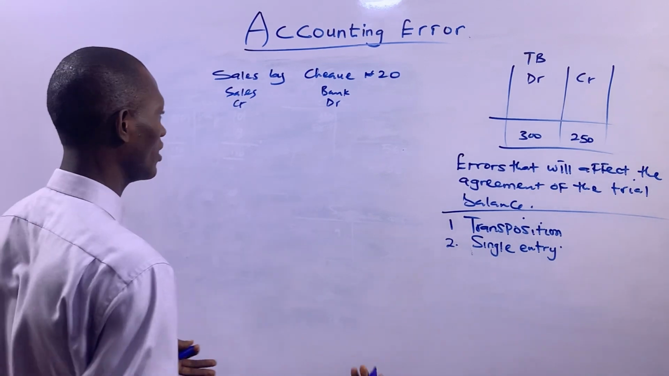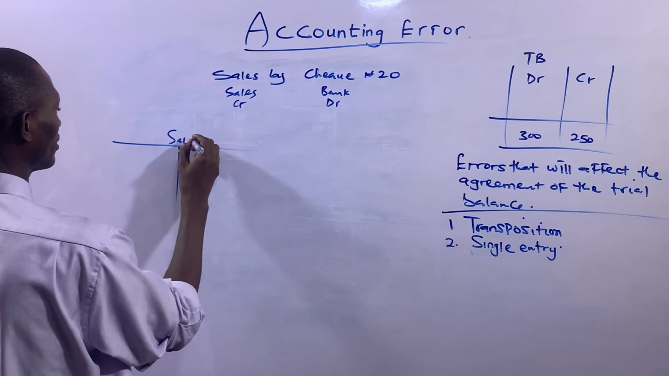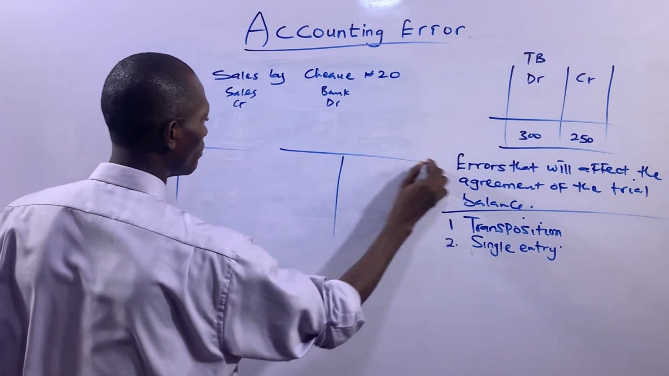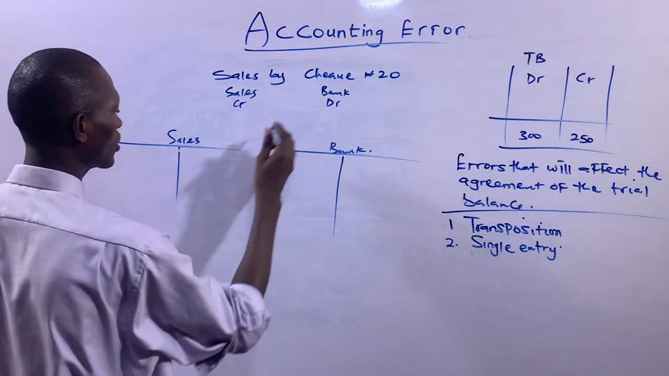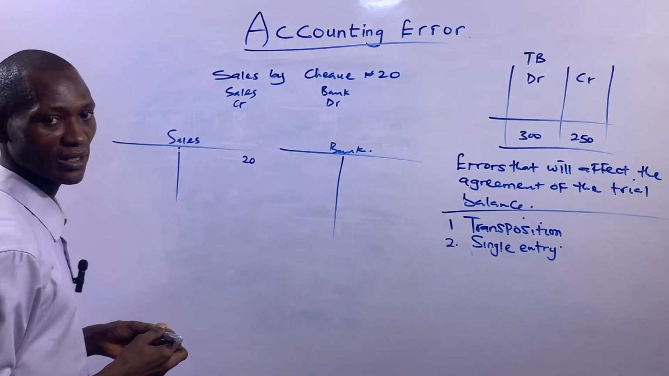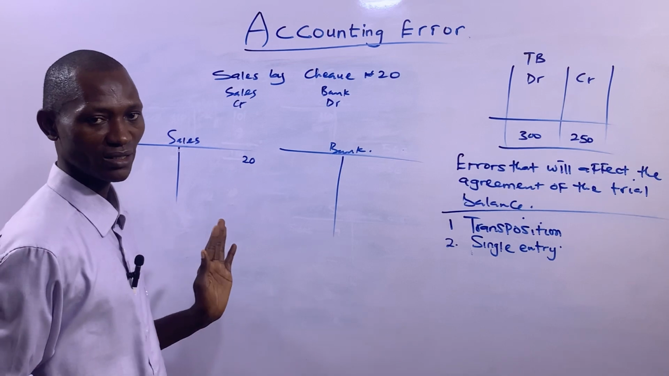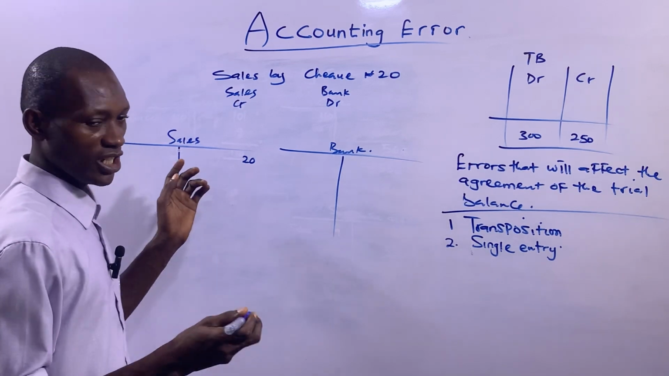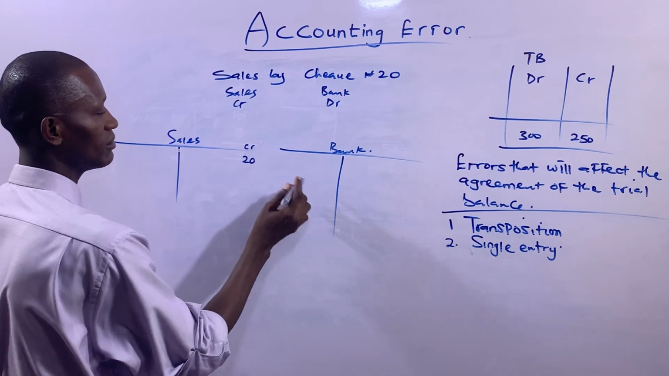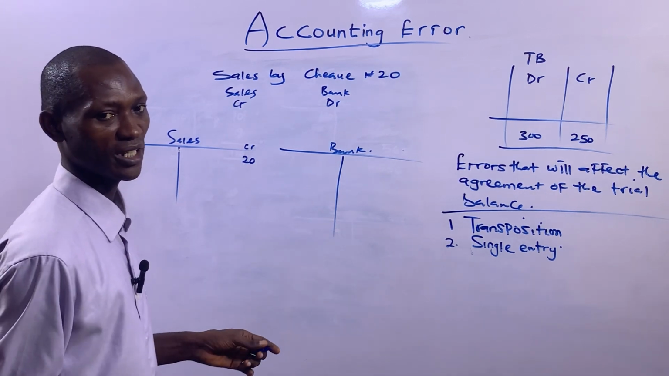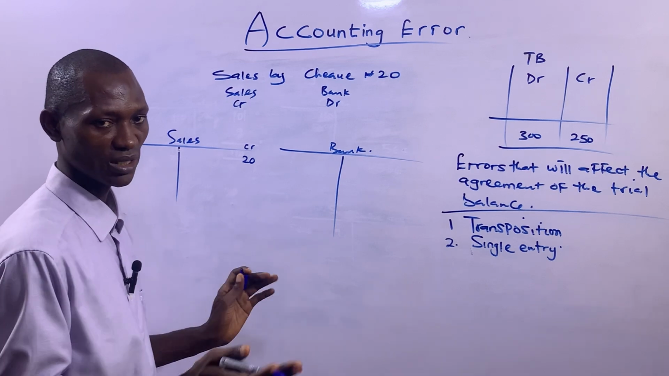But unfortunately, only sales account was credited. So here we have bank account. Look at this. So only sales account was credited with 20 naira. Look at this. This is what we have. But bank account was not debited. So in your trial balance, we only have 20 naira on the credit side, but no 20 naira on the debit side. So the agreement of the trial balance will be affected to not be the same.